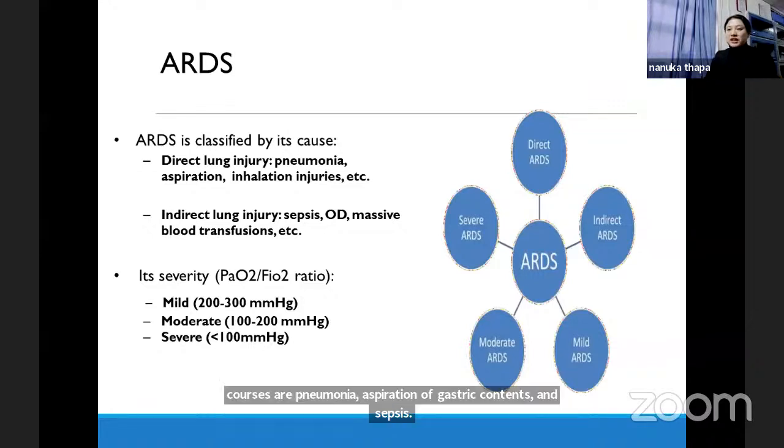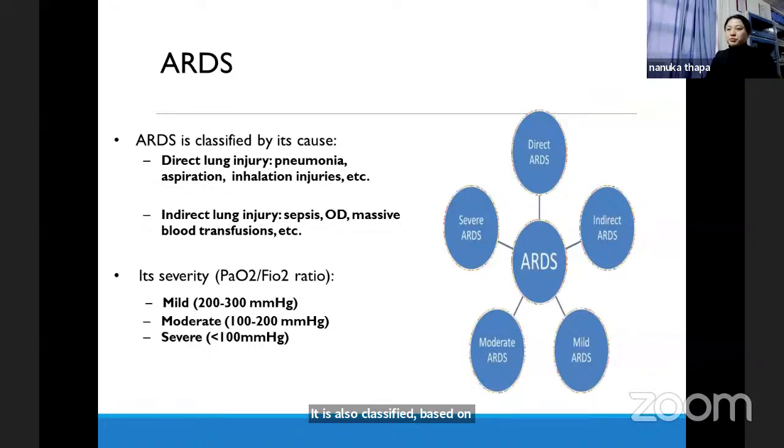It is also classified based on its severity, that is based on the PaO2 and FiO2 ratio. This is according to Berlin's criteria. In mild, the PF ratio is 200 to 300 millimeter mercury, moderate 100 to 200 millimeter mercury, and in severe, it is less than 100 millimeter mercury.